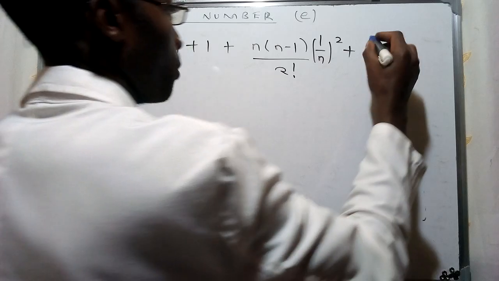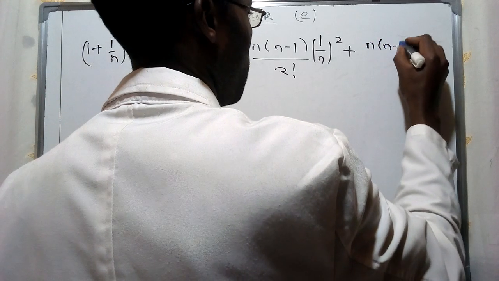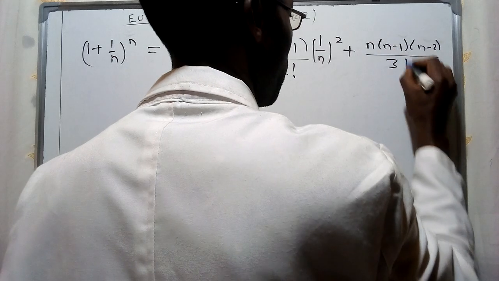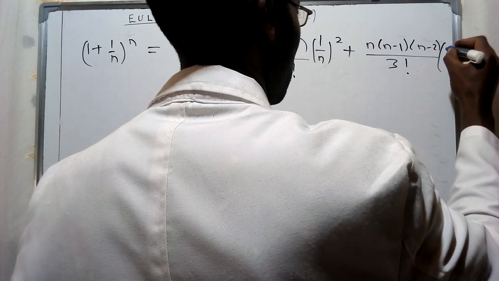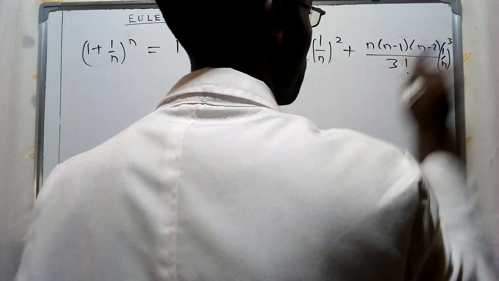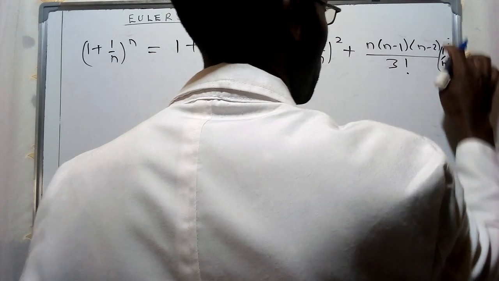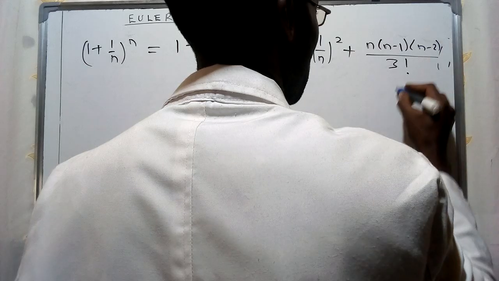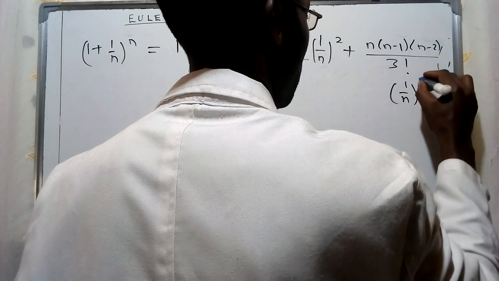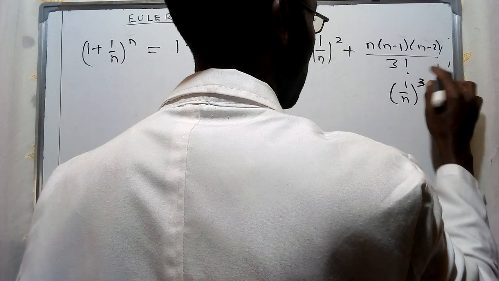And this, of course, we're going to have as a combination of n into n minus 1, n minus 2, all over 3 factorial. But in this case, we're also going to have 1 all over n raised to the power of 3, which is going to be forming this specific last term, given as such.